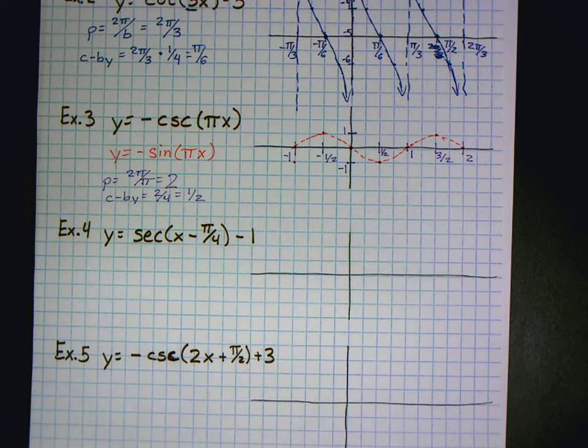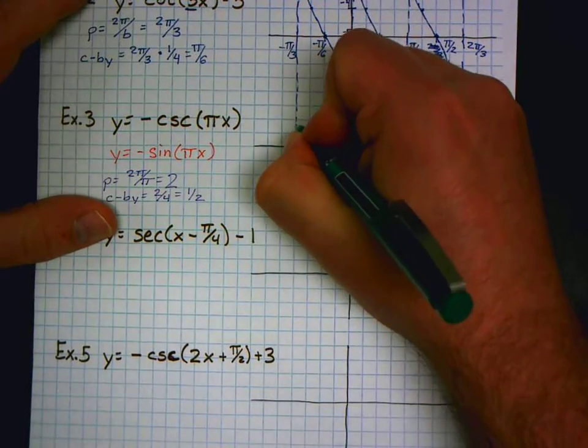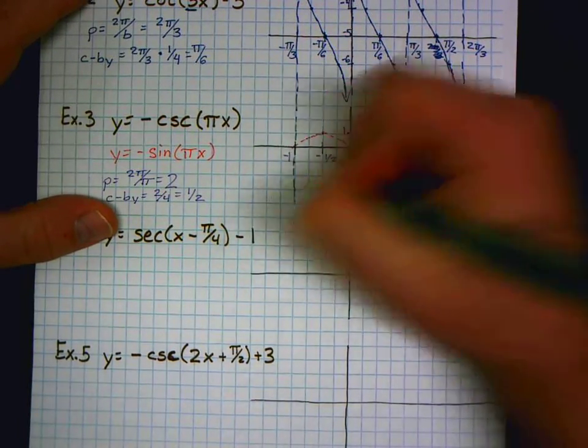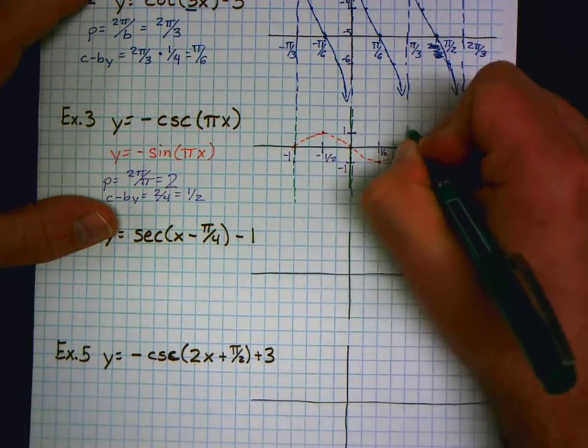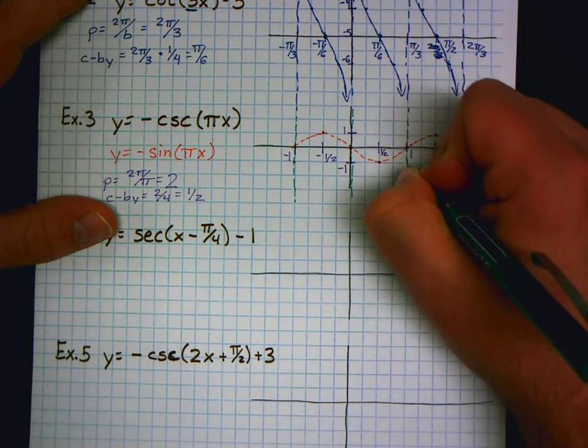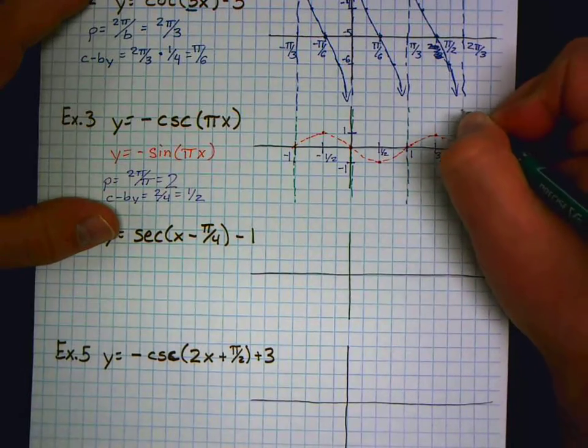Okay, so then to get cosecant, all I need to do is flip my sine inside out. So what do all my zeros become? Asymptotes. All of the ones we work on today have asymptotes. Yep, all of them today have asymptotes.